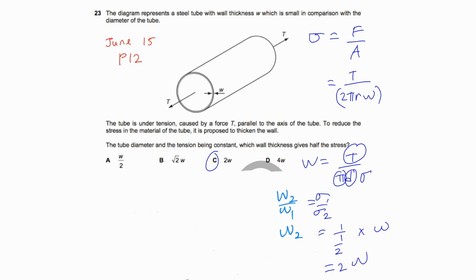So what we want to do is to find the new thickness. So W2 over W1, use the ratio method, equals to sigma 1 over sigma 2. So since you want to reduce the stress, let's say original stress is sigma, to half of it, so half sigma, so you get 1 over half. So then you times the W1, which is W, you'll get 2W. Alright, so answer is C.